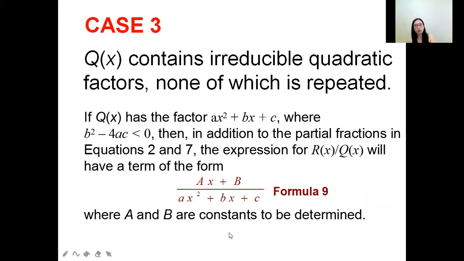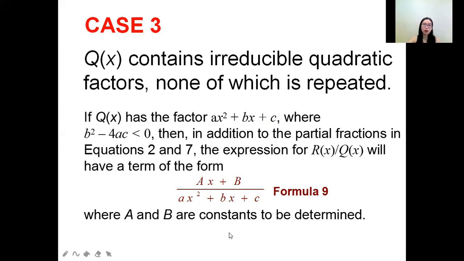So now let's proceed with case number 3. Q of x contains irreducible quadratic factors, which cannot be reduced, none of which is repeated. So take note: case 1, if the factors are linear, distinct factors. Case 2, if there is a repeated factor. Case 3, if it contains irreducible, meaning cannot be reduced, quadratic factors.